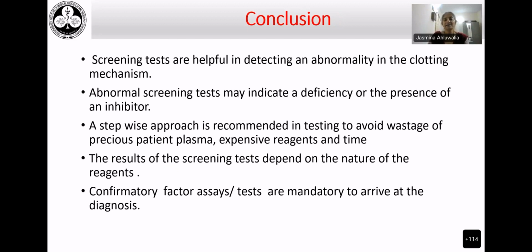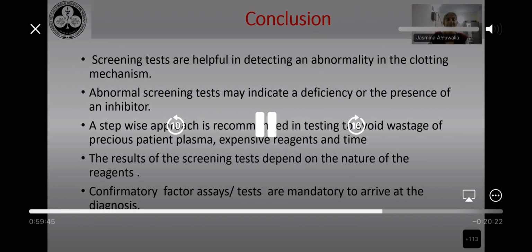And the results of the screening test depend on the nature of the reagents we are using. So we must match our reagent with the kind of indication that we are working up in a patient. And all screening tests must be followed by confirmatory factor assays or other tests to reach the correct diagnosis.